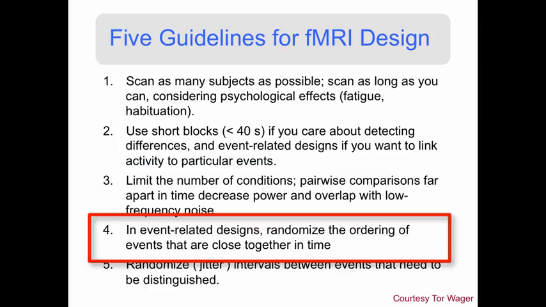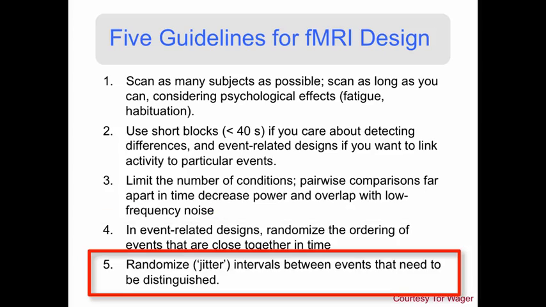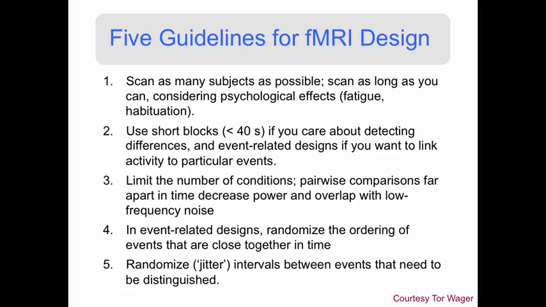Fourth, in event-related designs, you should randomize the order of events that are close together in time, because you don't want things to be too predictable. And you should also randomize intervals between events that need to be distinguished from one another. So you shouldn't always have 5 seconds between events. You should randomize it. That's sometimes called jittering. So these are 5 good rules to use when you're designing your fMRI experiment.